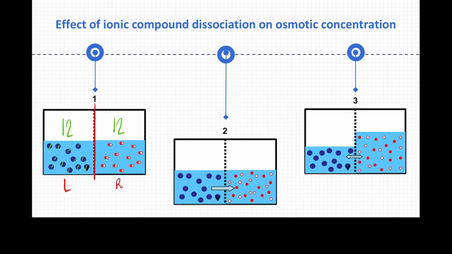However, if we take a look at the solution at the right, we can see that it has an ionic compound as its solute. So what will happen now is that these ionic compounds will dissociate. This is still 12, but now this will become 24. As a result, applying the principle of osmosis, the water will move from an area of low solute concentration to an area of high solute concentration. So that is what is happening when we are dealing with ionic compounds.